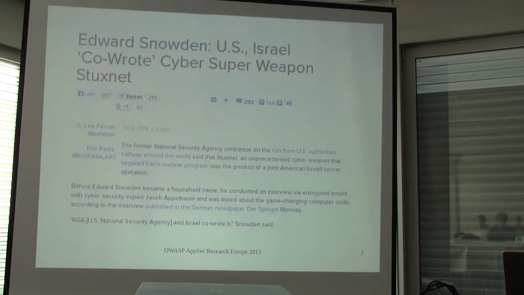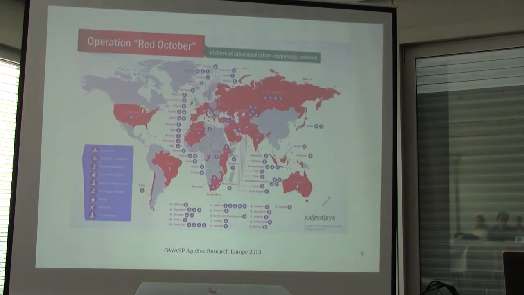Probably one of the most famous targeted attacks we saw recently was Stuxnet. I guess all of you, if you work in security, know what Stuxnet is. It's a piece of code that was used to try to sabotage a nuclear plant in Iran. And recently our friend Snowden, the former NSA contractor, revealed that basically the US, together with Israel, co-wrote this piece of software. So this is an example of a nation-driven targeted attack, and we saw a lot of them. Another one is Red October.